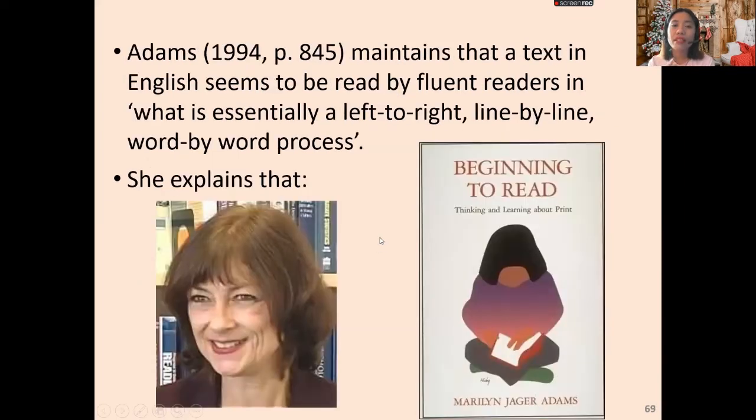Adams in 1994 maintains that a text in English seems to be read by fluent readers in what is essentially a left to right, line by line, word by word process. So we read it line by line, and we process it word for word. That's according to Adams. Of course, we read from left to right, and then we also read it line by line, and we process it word by word. That, according to her, would allow the learners to be fluent.